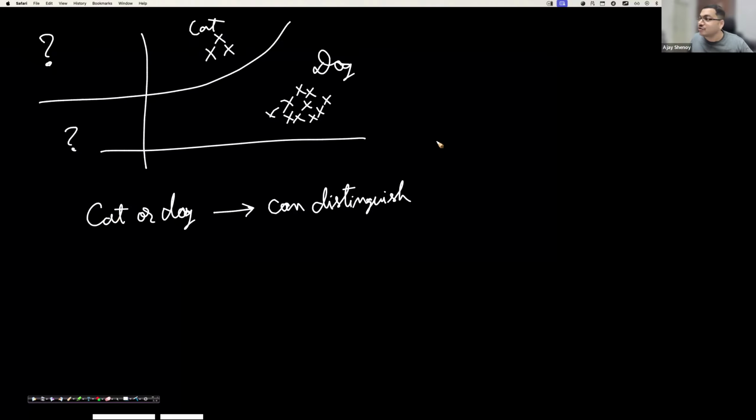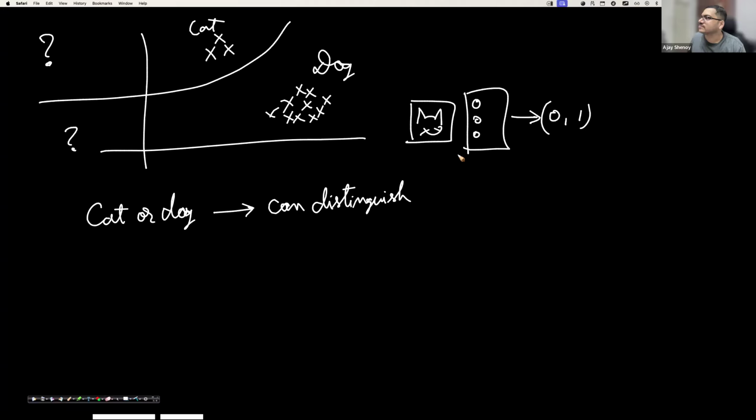So now, let's say this is your neural network, and towards the end you have 0 or 1. Here you put an image of a cat, it will say 0 if cat is 0, right? And if you put a dog, it will say 1. But what if you put something totally different?